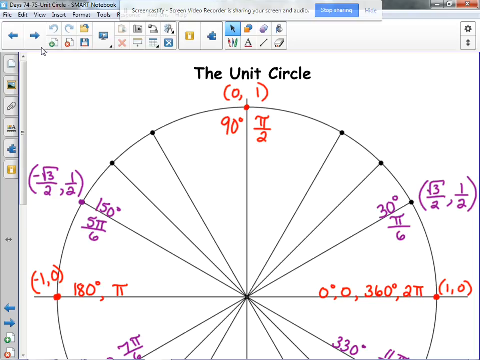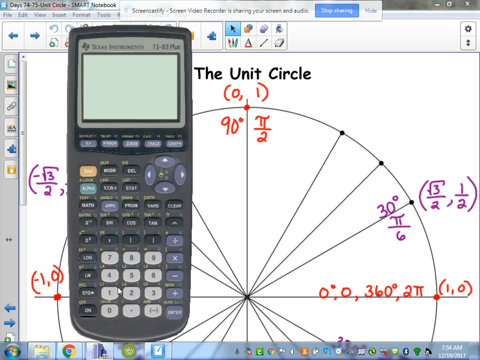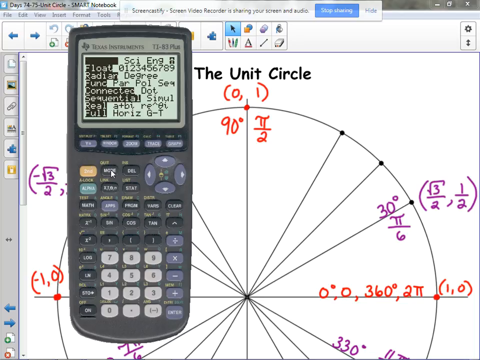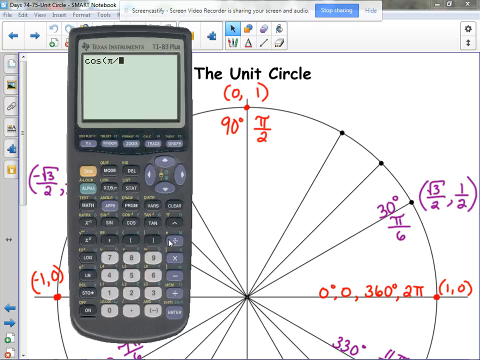Now here's the whole purpose of the unit circle. I didn't get to this part yesterday because I wanted to just get started on it. But I told you that the x-coordinate was the cosine of the angle and the y-coordinate was the sine of the angle. So if on my calculator I type in, let's see which mode I'm in, radian mode, the cosine of pi over 6, then it's going to spit out this decimal value to me.